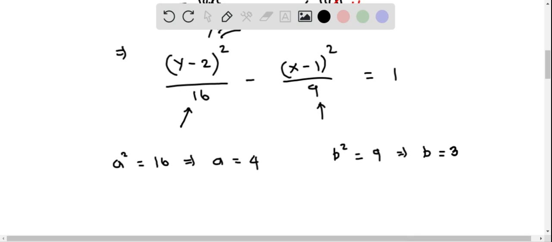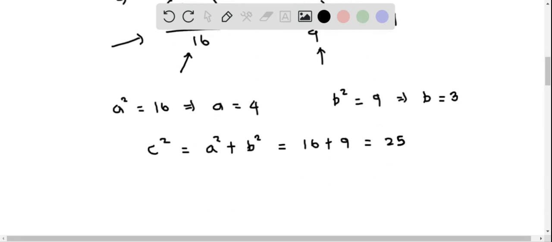And also for this hyperbola, we determine c using this relation, that is c squared equals a squared plus b squared. And so this equals a squared is 16 plus b squared is 9. And so this gives 25. That is c squared equals 25. And so taking the square root, we get c equals 5. So we have determined the value of c.